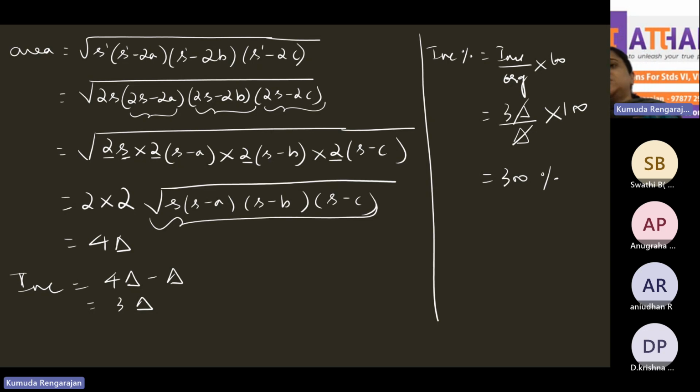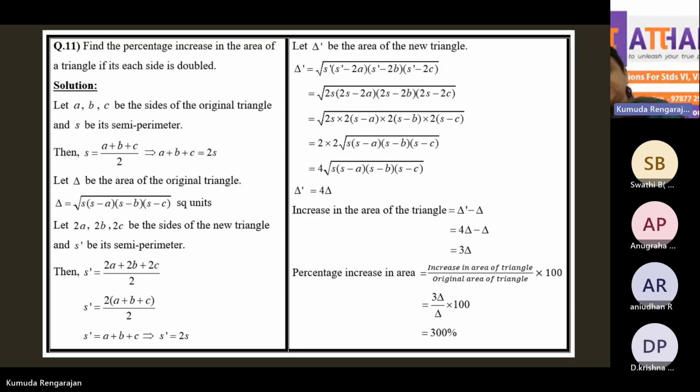Then you must find the increase percent: increase by original into 100. So this is the sequence. Original area, new area. Once you have these two, increase in area, which is the new area minus the original area. Then increase percentage. All right. Take down exactly what I explained, it is here.